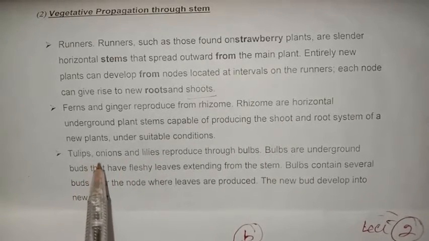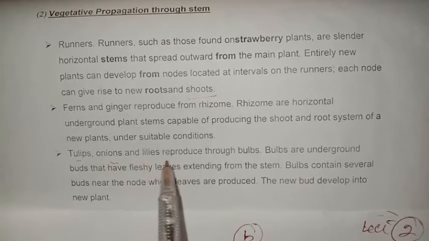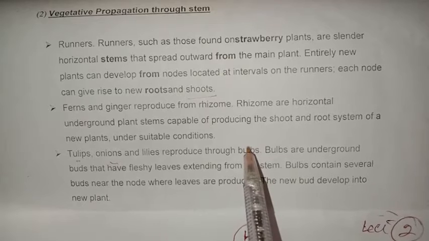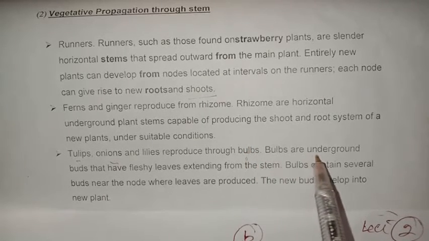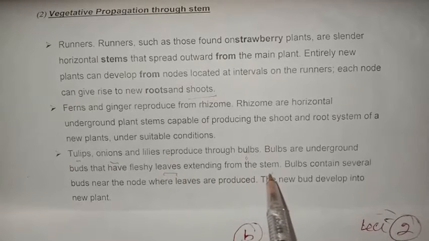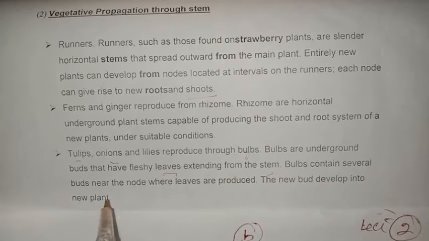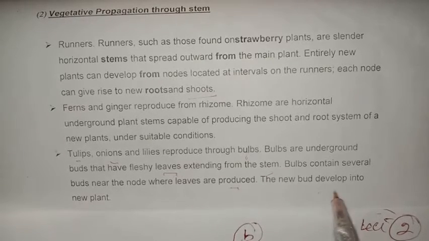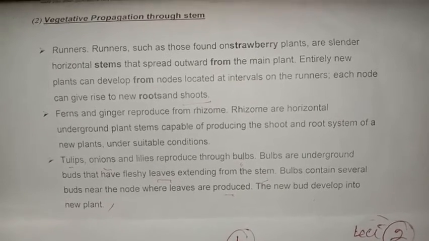Similarly, tulips, onion and lilies reproduce through bulb. So the round underground stem is called a bulb. A bulb consists of underground buds that have fleshy leaves extending from the stem. Bulbs contain several buds near the nodes where the leaves are produced. So a new bud develops into a new plant.